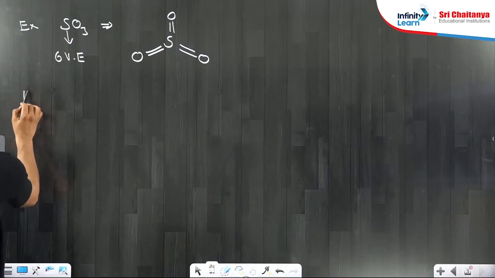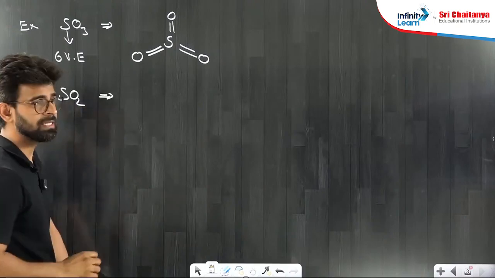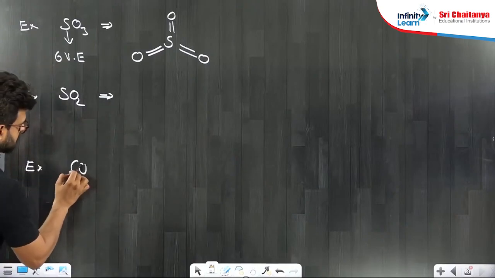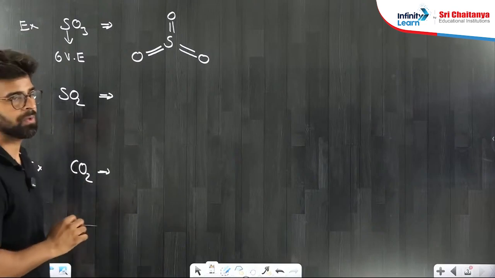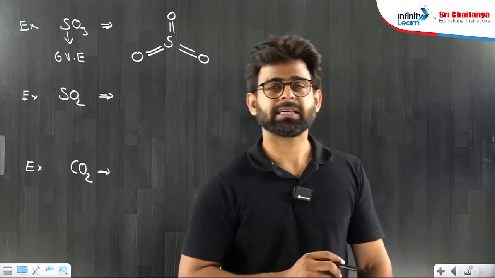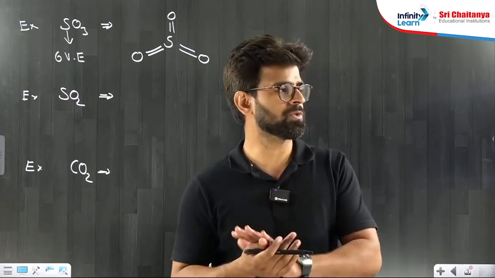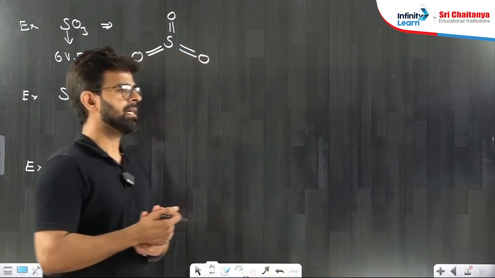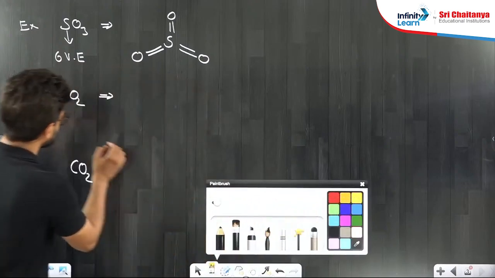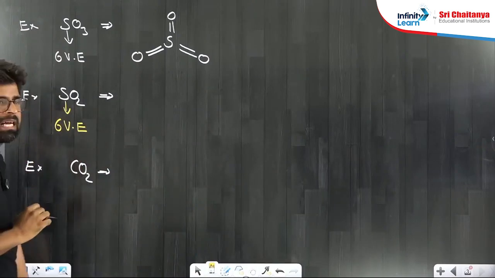Next thing I am saying, SO2. So please try SO2. And next, I am taking CO2. Tell me, in SO2 will there be any lone pair? Or tell me, will there be any lone pair in CO2? Please. So sulfur here is having how many valence electrons? Again, sulfur, a 16th group element, has 6 valence electrons.